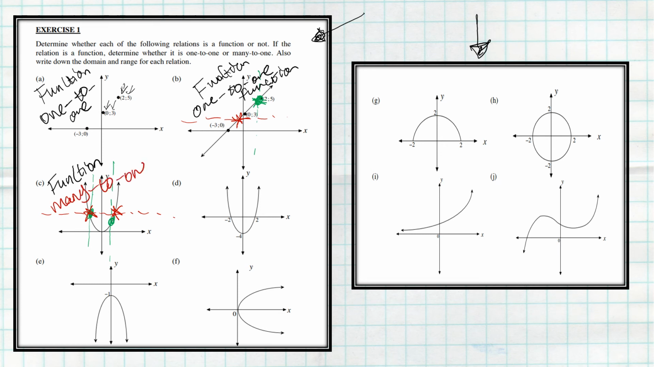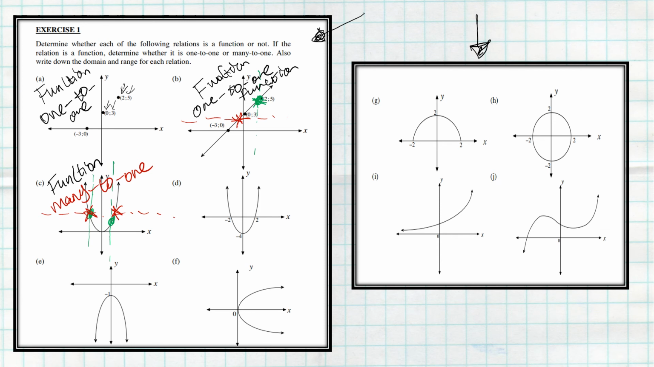Many-to-one function. It's a many-to-one function because our horizontal line is cutting our graph at more than one point. But that's just a way you can memorize it. Really, looking at understanding, why is it a many-to-one function?